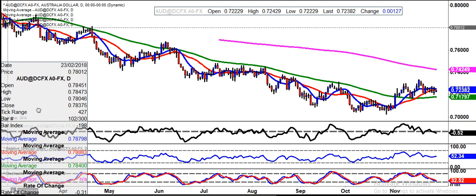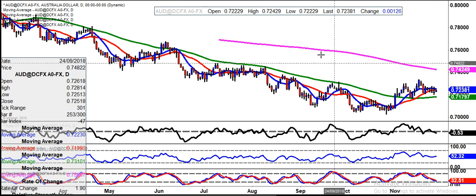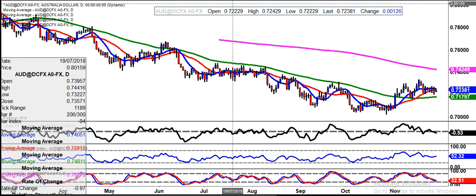As you can see with our little Aussie, we're getting towards oversold levels, but the ROC has just begun to change below the zero line. So there's still a way to go.